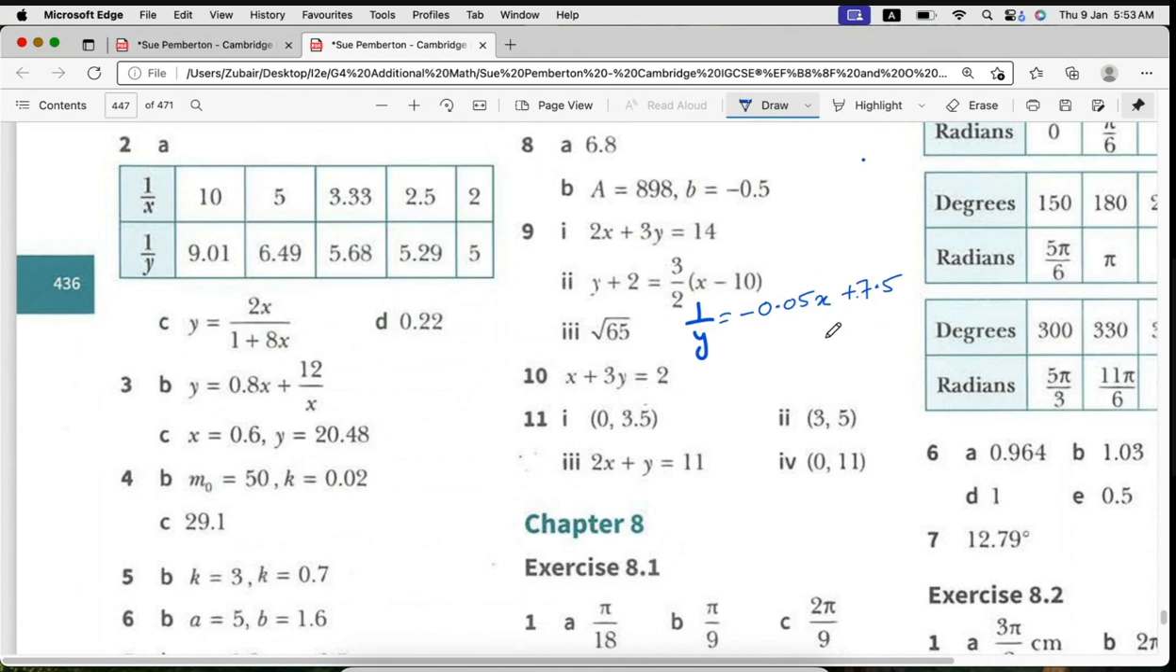Okay. So why is that x? Why isn't that 1 over x? Negative 0.05x. Yes. Why is that not 1 over x? Because we had 1 over y against 1 over x. Yes. So negative 0.05 times 1 over x, right?